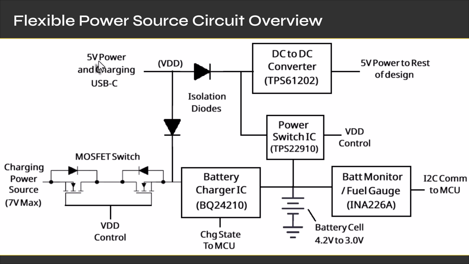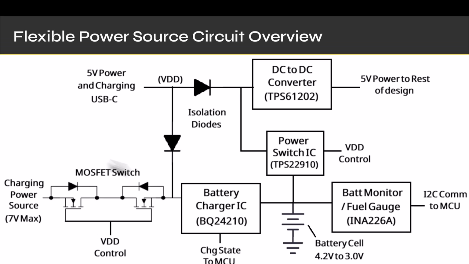If I remove the USB connection and the 5-volt power, all of a sudden my power switch closes and the battery starts providing power to the DC to DC converter to power the design. And then, of course, these diodes isolate the battery from the USB-C connector so we don't have a live voltage there. Let's say we have a solar panel connected to our other charging source.